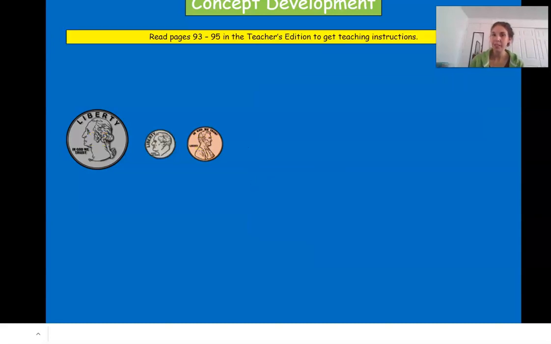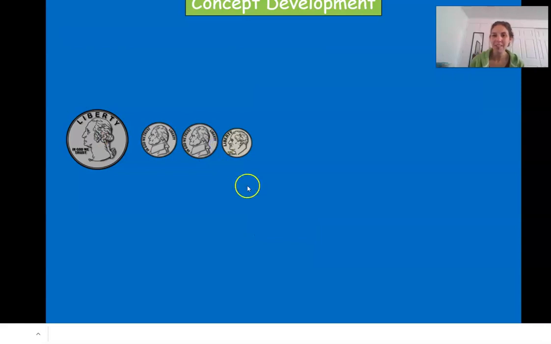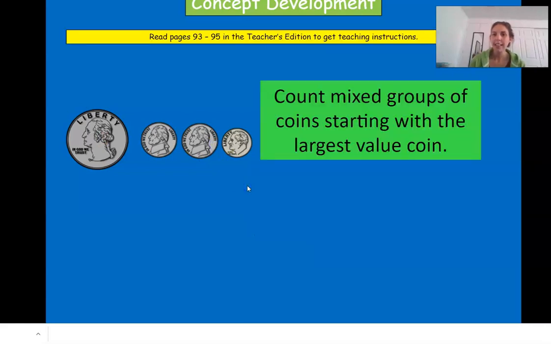Okay, let's look at this one. Our quarter is worth 25 cents. Now, if we wanted to add 10 more cents, 25 plus 10 gives us 35, and 1 more gives us 36. Nice job, friends.